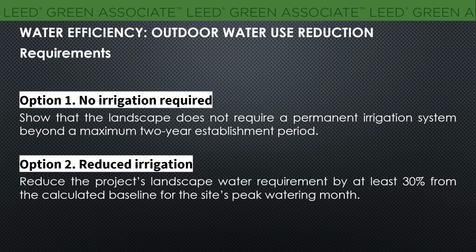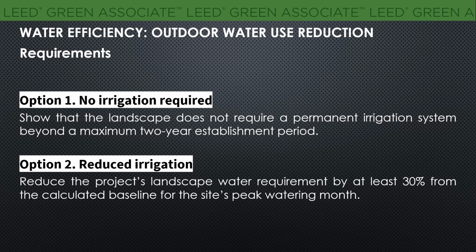It also suggests that the reduction can be achieved through the plant species selection and the irrigation system efficiency, as calculated by the Environmental Protection Agency (EPA) WaterSense Water Budget Tool. We will discuss the WaterSense Water Budget Tool on the next slide.